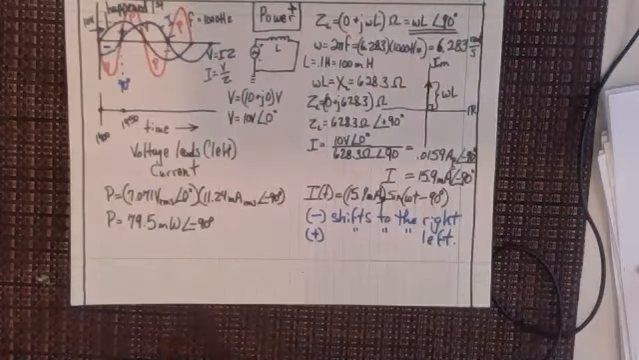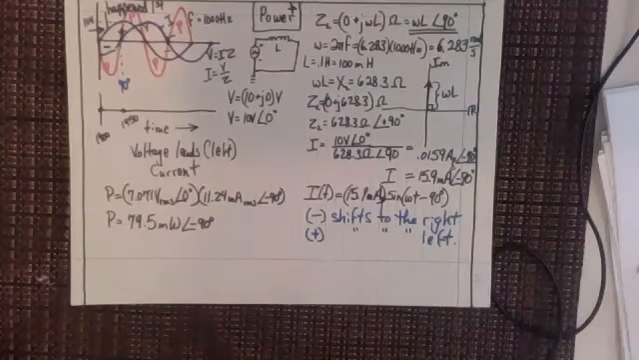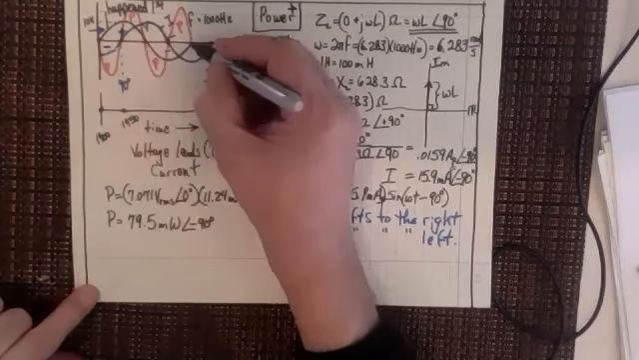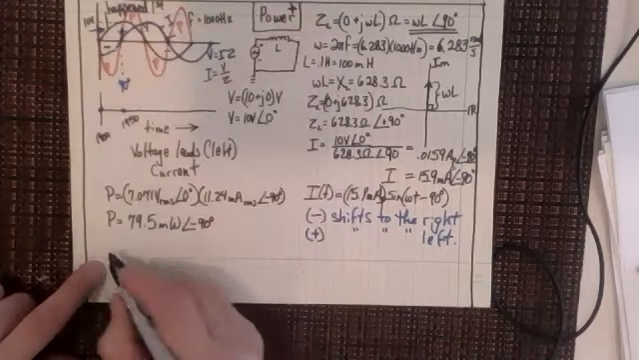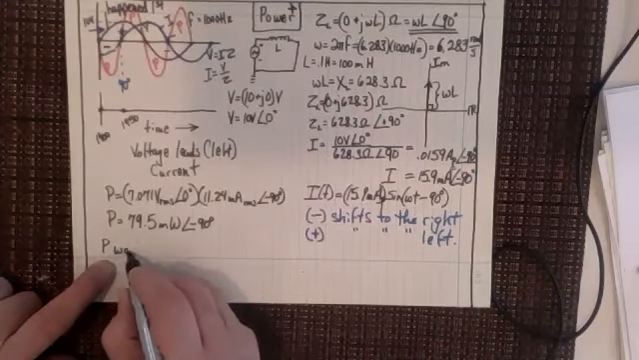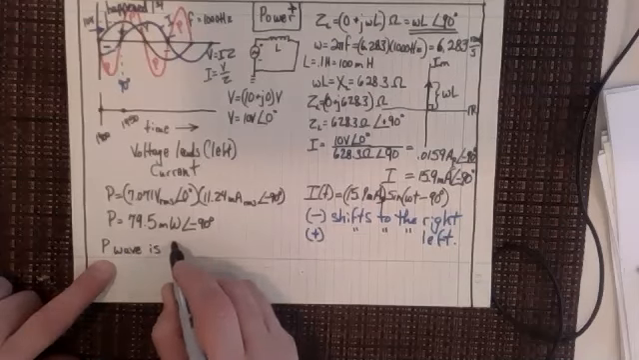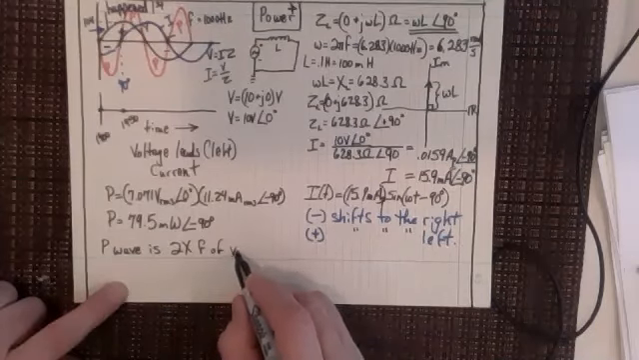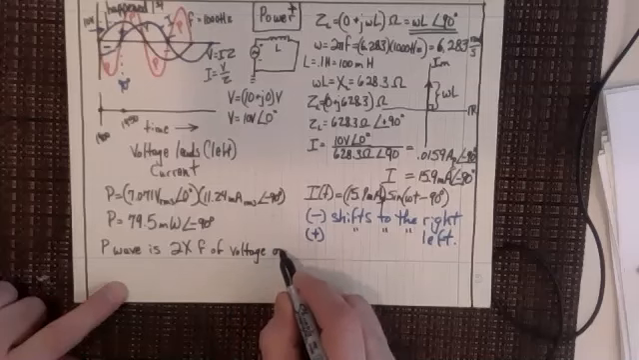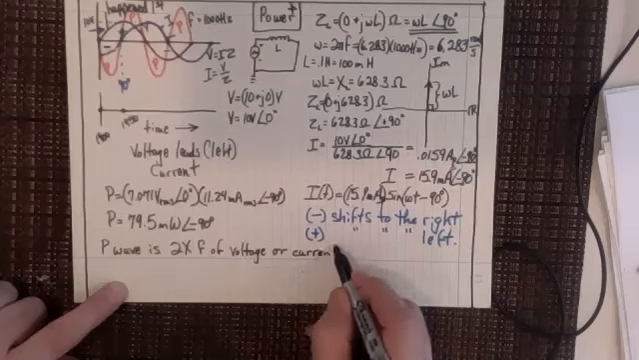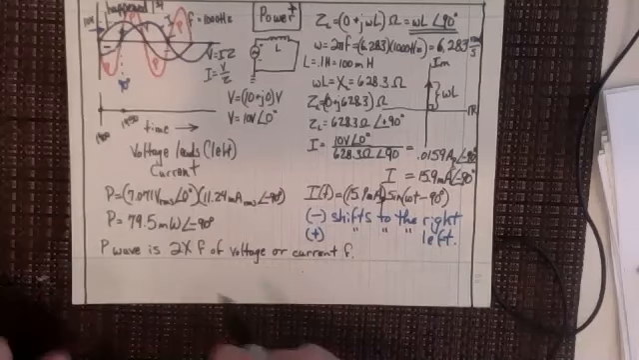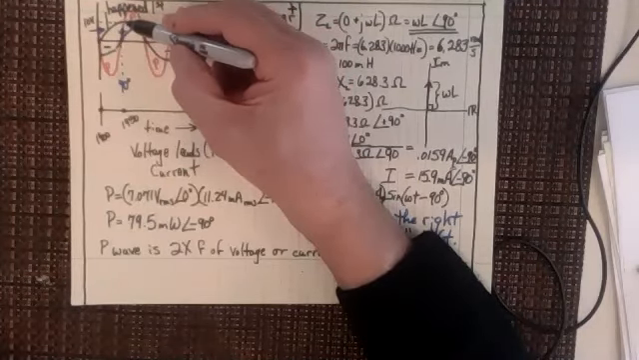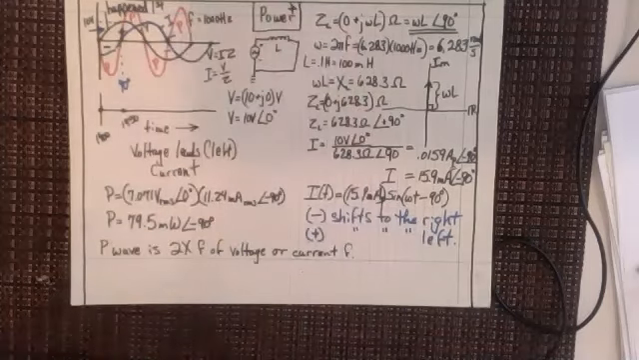I want you to look at two things with the power curve. First of all, the power curve is twice the frequency of the regular voltage or current. So power wave is 2 times the frequency of voltage or current frequency, right? You can see that because this is going up. There's one in the first half wavelength of the voltage. You've already got a full cycle of the power, right?